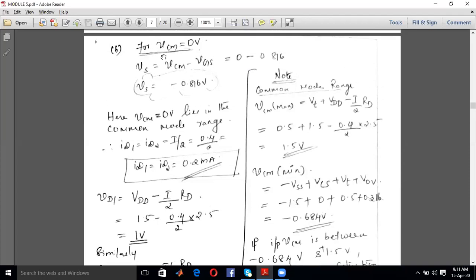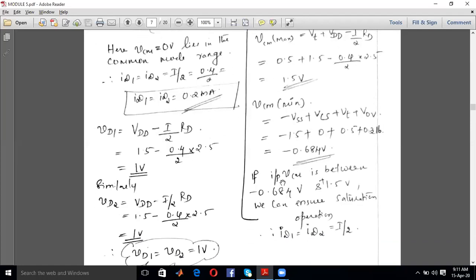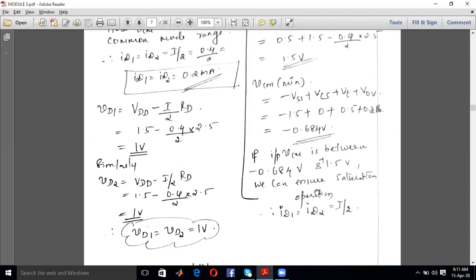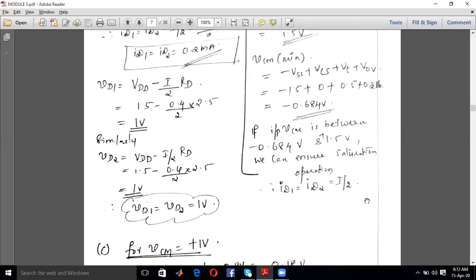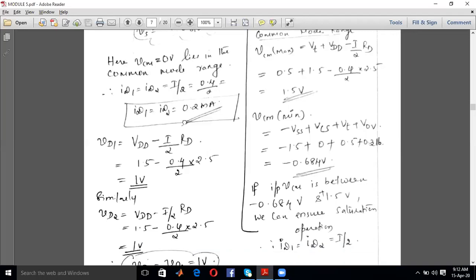So you got this maximum and minimum value, and now compare your input. Your input is VCM equal to 0 volt. Obviously that comes between these two values, isn't it? 0 is much greater than minus 0.684 and much less than 1.5. So as that input comes within this particular common mode range, we can ensure that your current is going to split equally. That is, ID1 is equal to ID2 is equal to I by 2. Actually, what is I? I was 0.4. That 0.4 divided by 2 will get you 0.2 milliampere. So this much current is flowing through the two transistors, which is equal.